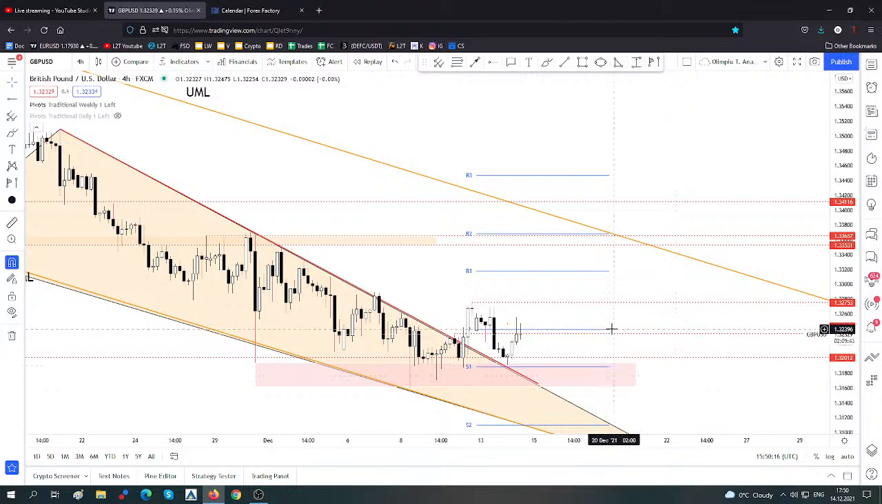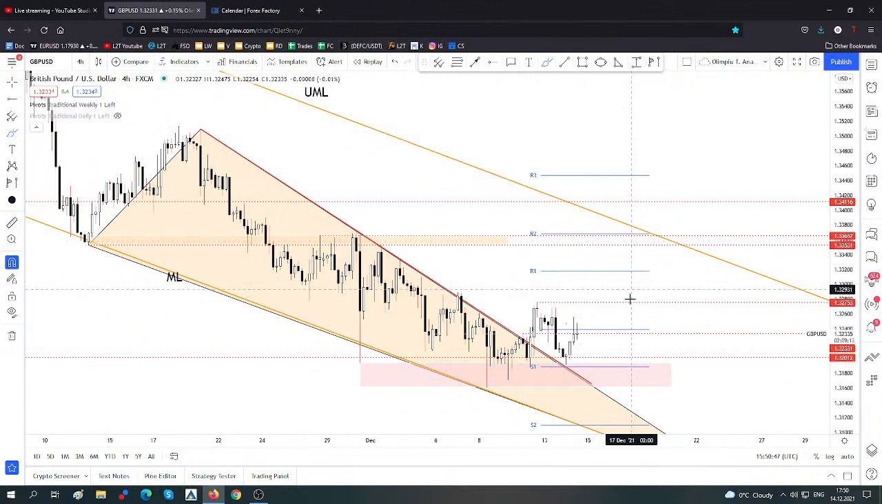Yeah, it challenges the weekly pivot point, 1.3239, but the DXY, the dollar index rally right now, maybe forced the British pound versus the US dollar to slip lower, to drop from today's high, 1.3256. Okay, so let's wait, maybe something like a sideways movement. Right now we don't have a confirmation that we'll have a larger upside movement.